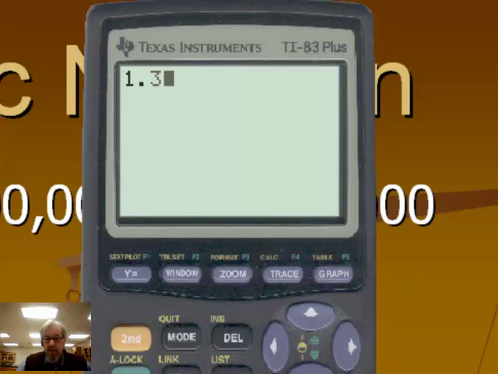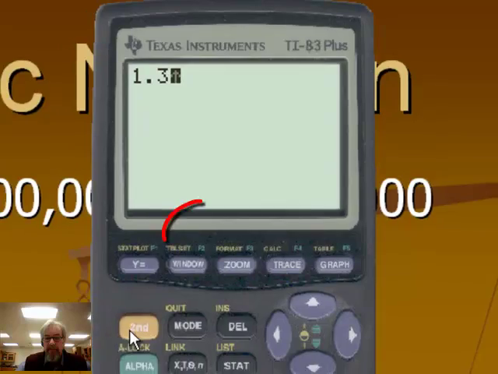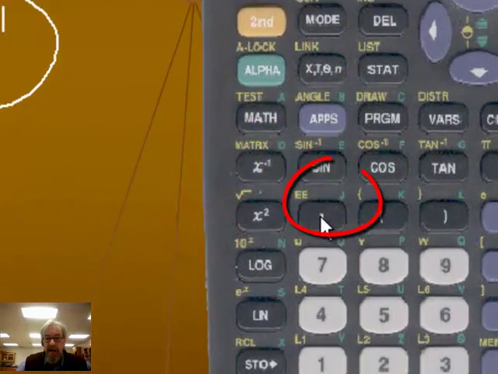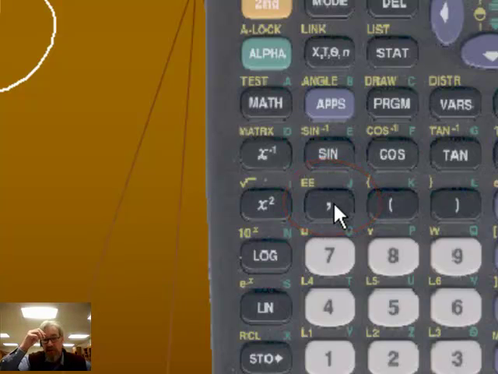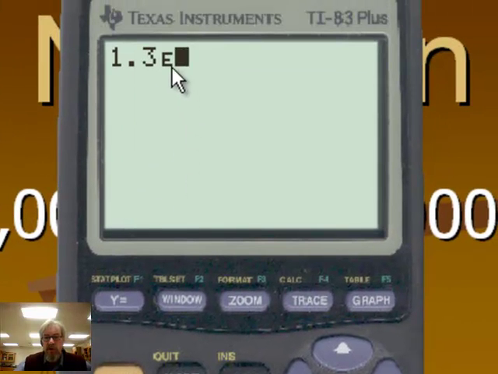So 1.3, and then second button, and then comma. Up above the comma you see an EE. That EE button stands somehow for exponential notation. I'm not sure why it's two E's. You see an E show up in the display. That E means times 10 to the whatever comes next. So then I would key in 21. So 1.3 E21 is really 1.3 times 10 to the 21.